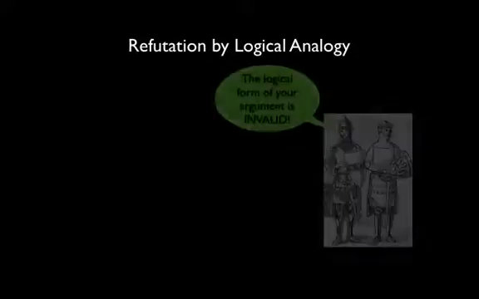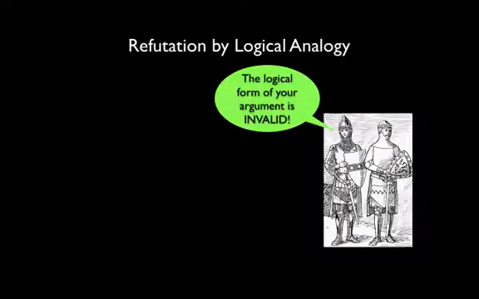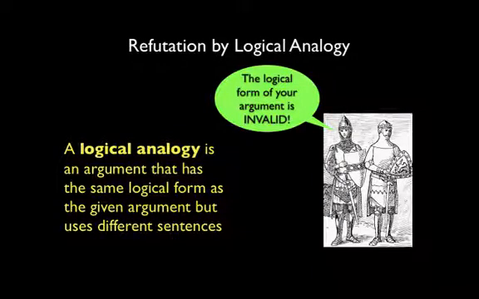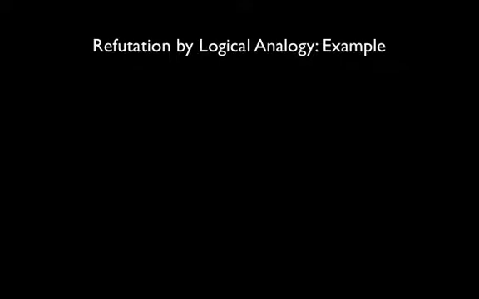Sometimes we can tell that an argument is invalid because of its logical form. When we notice this, we can create a logical analogy to show that the argument is invalid. A logical analogy is an argument that has the same logical form as the given argument, but uses different sentences. Suppose someone presented the following invalid argument.